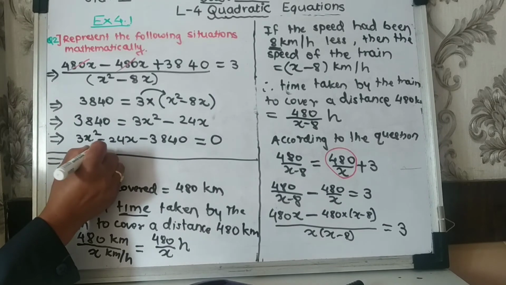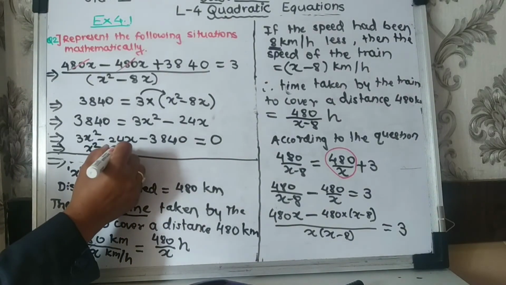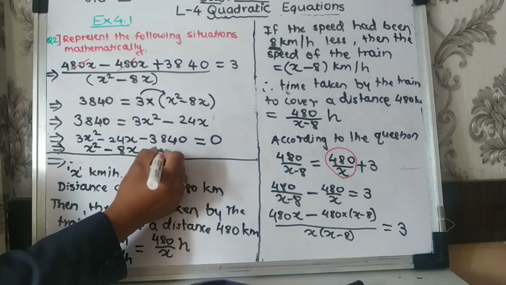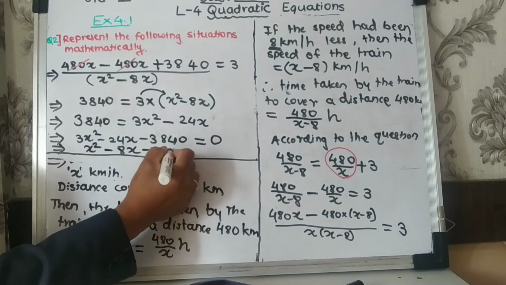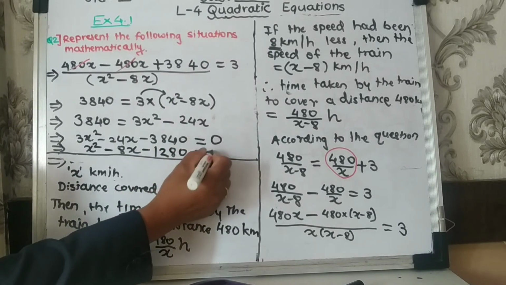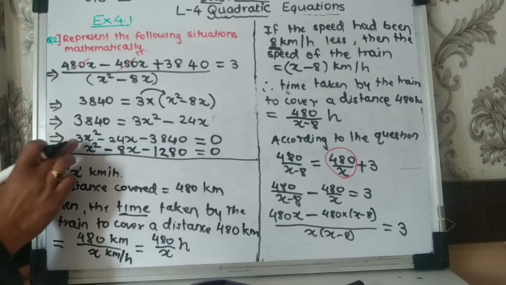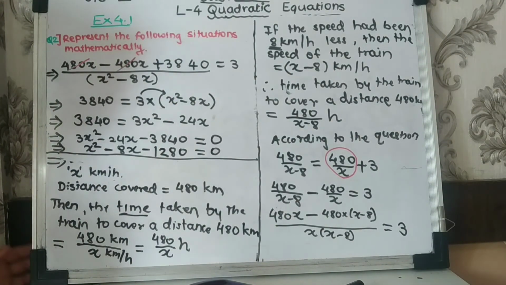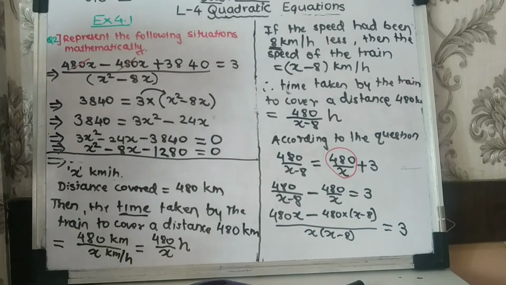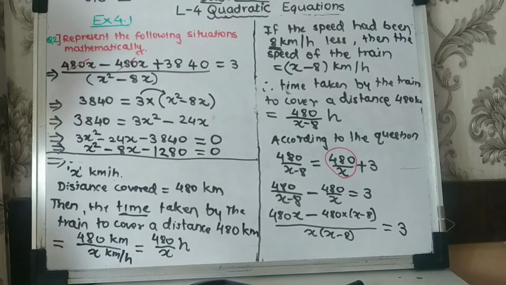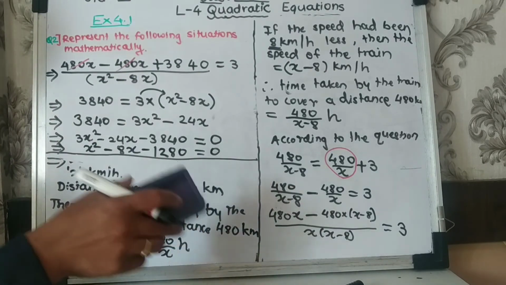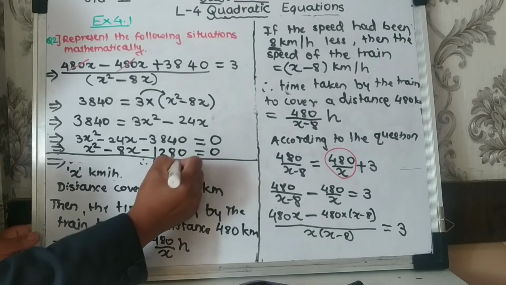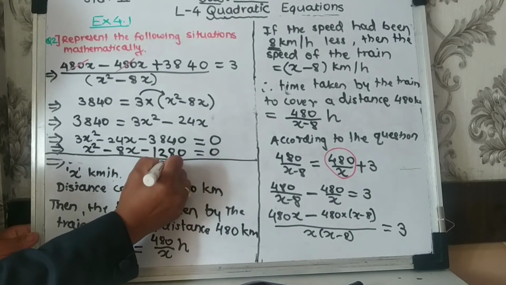After division we will get x square minus 8x minus 1280, since 3 ones are 3, 3 2s are 6, 3 8s are 24, and 3 times 1280 is 3840. This is the required equation. We will write: therefore, the uniform speed of the train satisfies this equation. Therefore, this is the required equation.